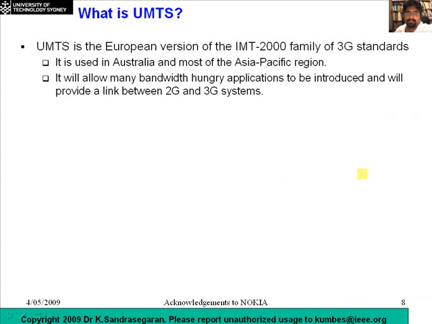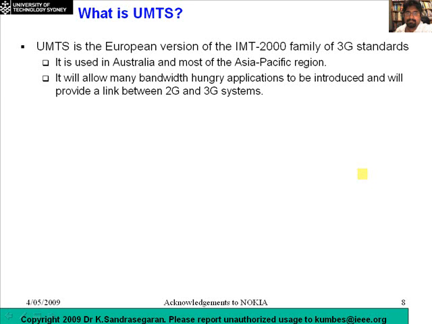So what is UMTS? Well, UMTS was a standard that came out of the European Telecommunication Standards Institute, and it represents the European version of the IMT 2000 family of 3G standards. Almost all the major telecommunication vendors in Europe decided to come together on this venture, and they came up with the UMTS standard. This standard is now in use in Australia, most of Asia Pacific and almost all of Europe.